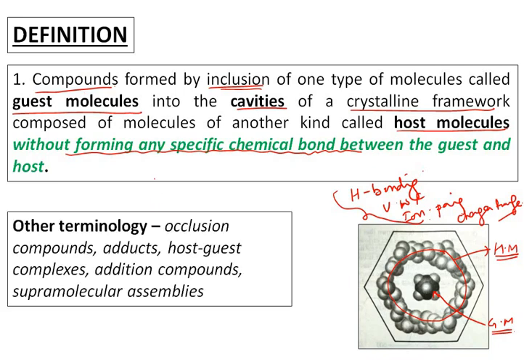There are some other terminologies we sometimes use for inclusion compounds: they are called occlusion compounds, adducts, host-guest complexes, addition compounds, supramolecular assemblies. These are all different terminologies we use for inclusion compounds, right?